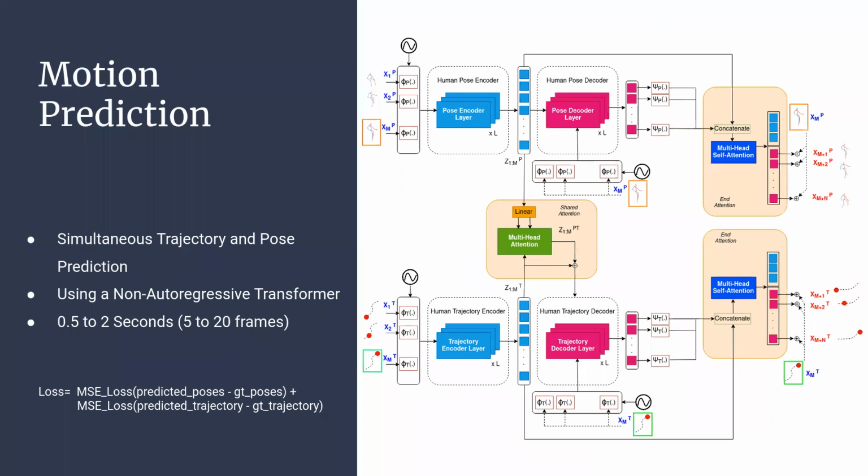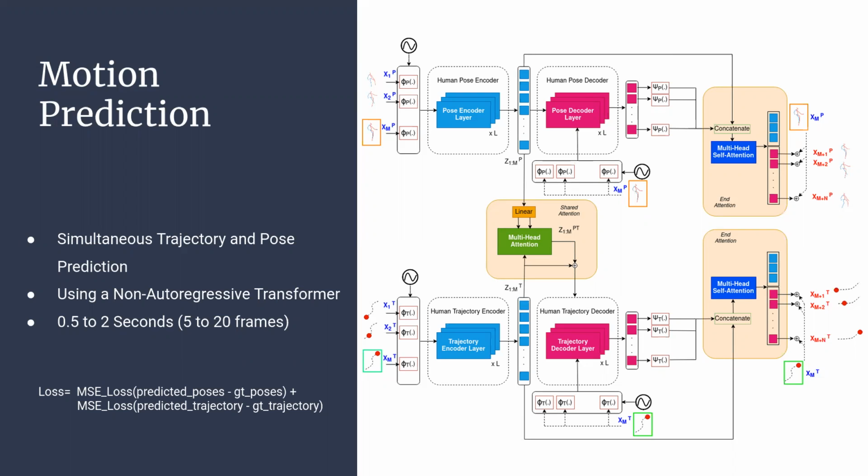For this purpose, we trained a non-autoregressive transformer model, which has 2 major parts. The upper part is for human pose prediction and the bottom one for trajectory prediction. We added a shared attention module to share the features between the 2 sections for better modeling the trajectory prediction. Also, we added 2 end attention modules, which help for better modeling the temporal dependencies. The loss function is the sum of 2 sections' mean squared error between the predicted sequence and the ground truth. The model receives half a second or 5 frames as input and predicts 2 seconds or 20 frames of the future human motion.